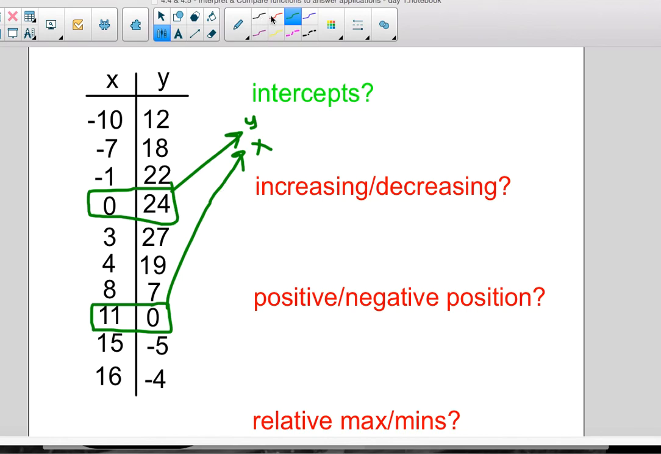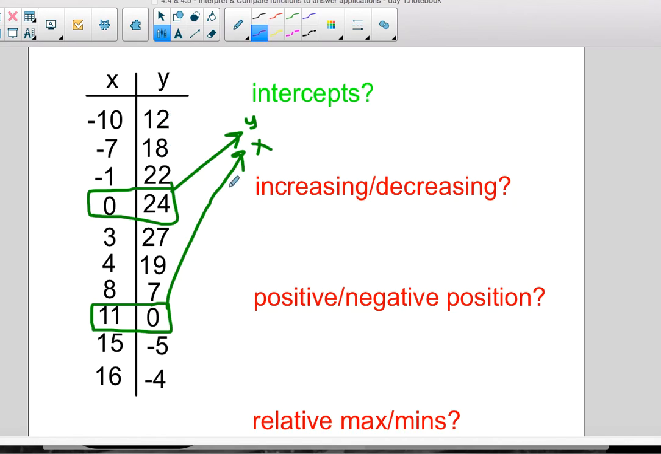Anything about increasing and decreasing position, we want to look for the y's. See where the y values are increasing or decreasing, and that'll tell us when the graph is increasing and decreasing. So you can see all of my x's are in order, which would be much more difficult if they weren't, but they start with negative 10 and go up to 16. So just look at what the y's are doing. 12 to 18, it's going up, it's going up, it's going up, it's going up. Okay, boom, it's going down. So once I hit this 27, I started going down.